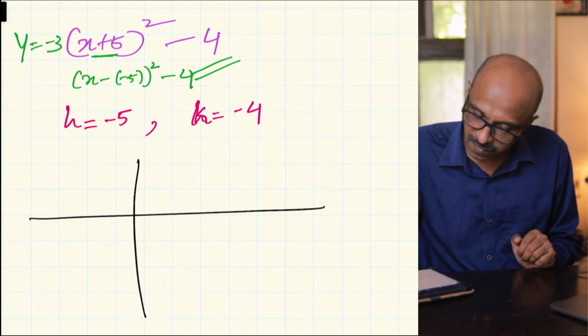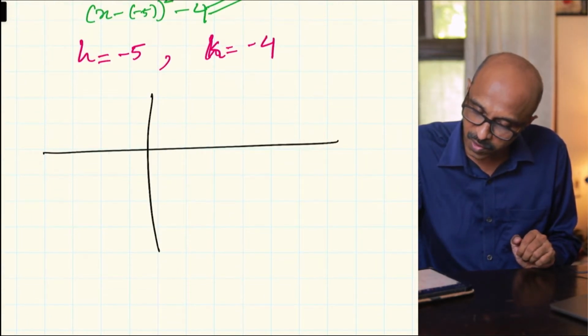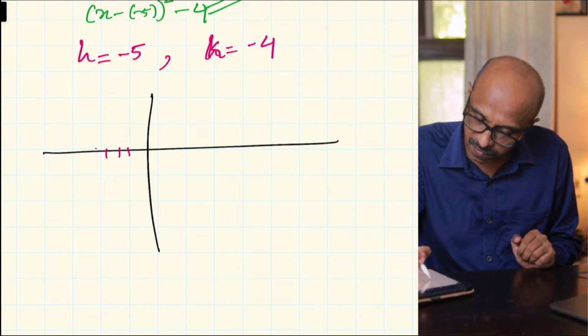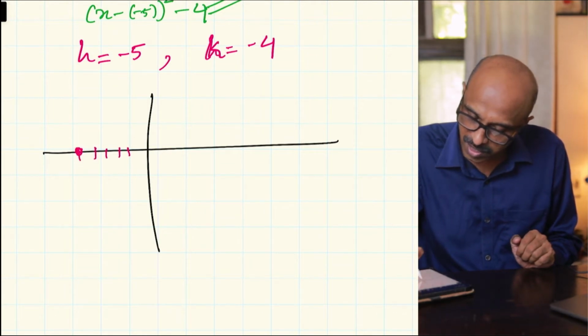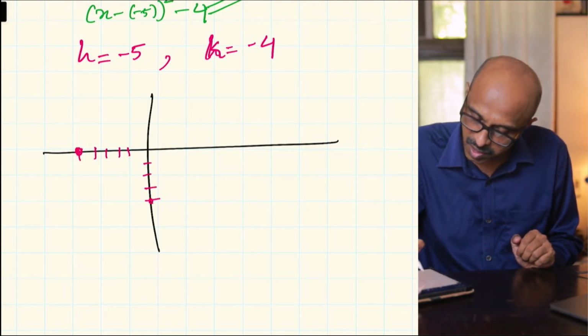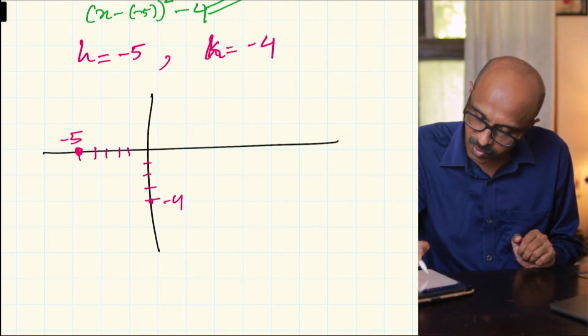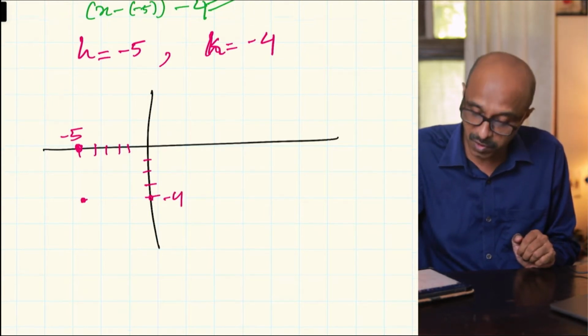Okay, so here we go. The final one should be -5 and -4. So let me just count 1, 2, 3, 4, 5. Just an approximate idea. 1, 2, 3, 4. That should be -5. That should be -4. So somewhere down there, that's my coordinates of the new vertex.